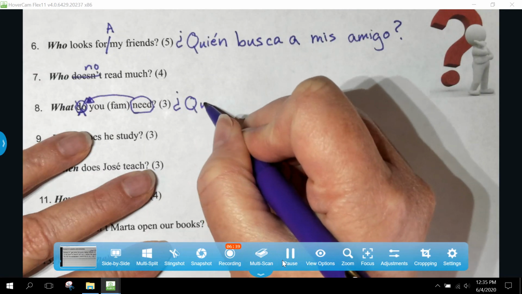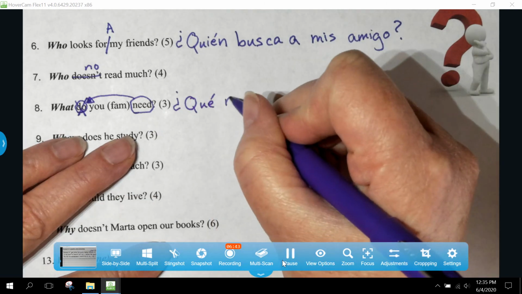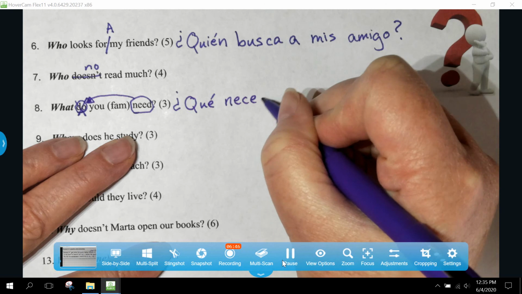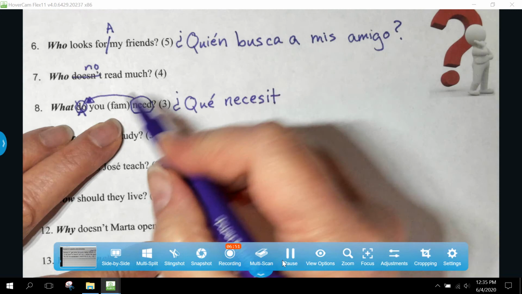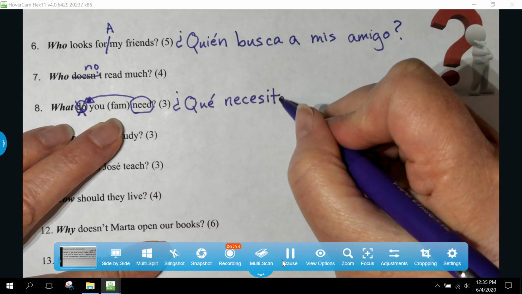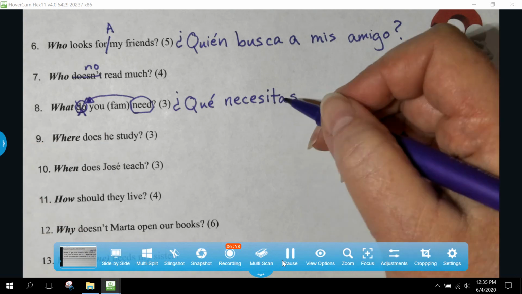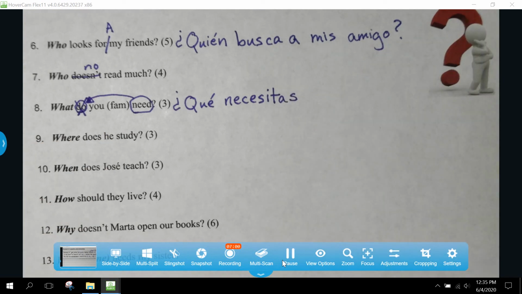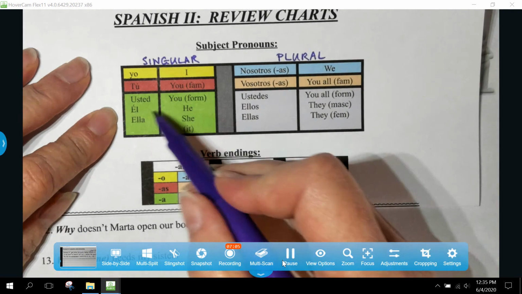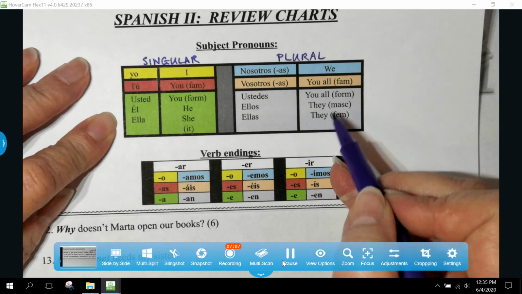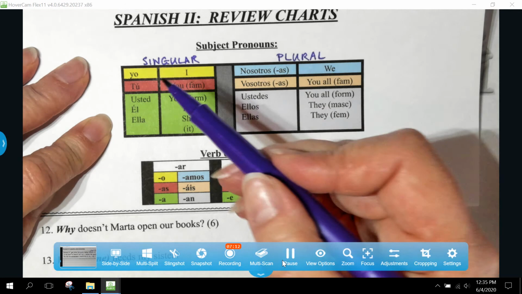So, what? You want que. Now we're taking need, which is necesitar, no double consonants. You take off the AR, you make it match with you familiar. Que necesitas. Because you are not in one of the bottom 2 boxes, you can drop the subject. You can never drop a subject here or here because there's more than one thing in those boxes. You can drop the subject up here.